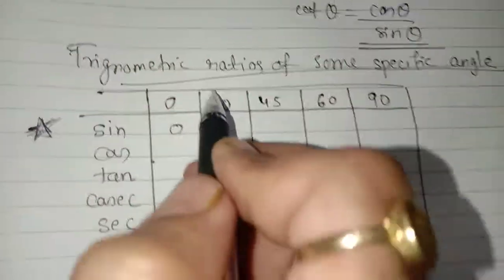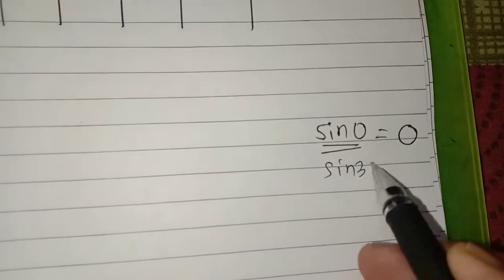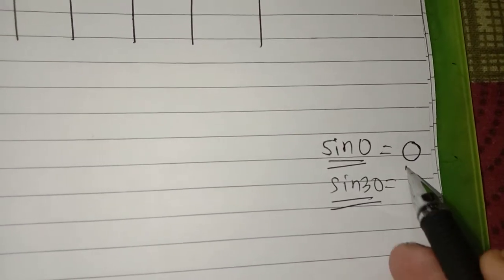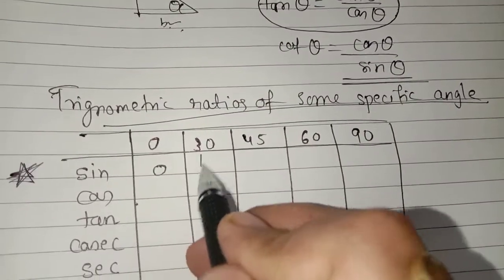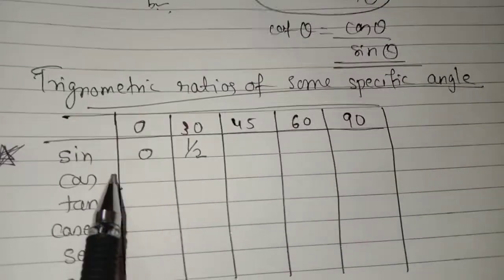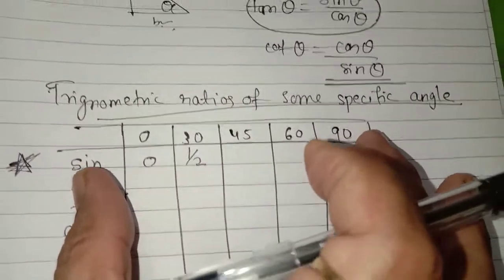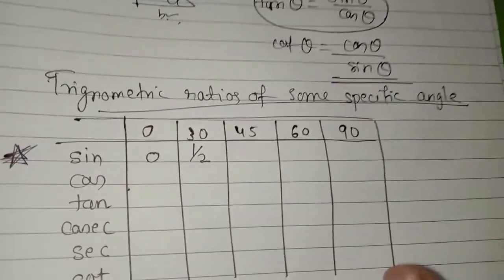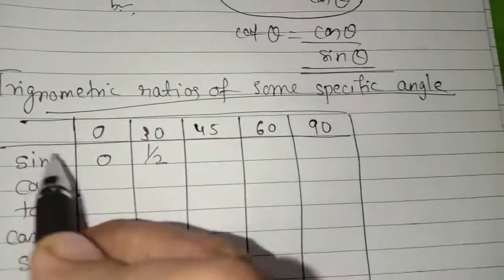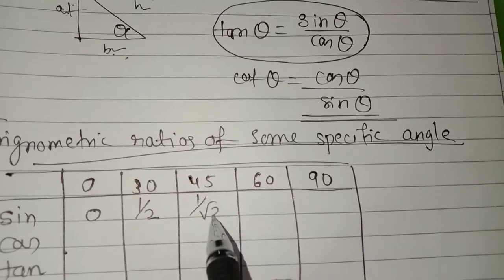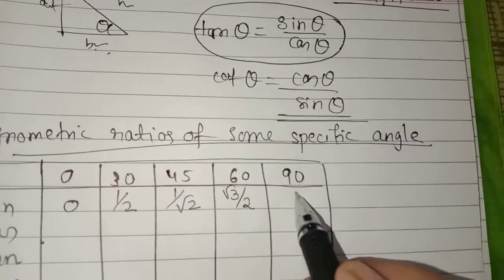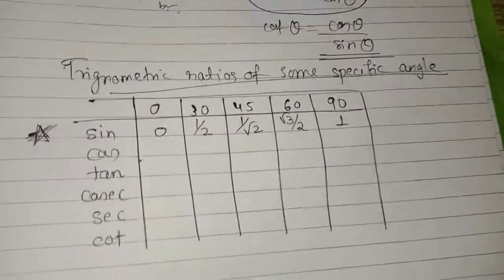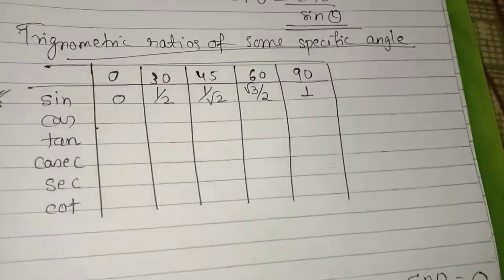Clear? Now sine 30. In case in any question, if you are getting sine 30, how will we replace sine 30? By putting 1 by 2 in the place of sine 30. So it is 1 by 2. Clear? Only way to memorize the value. So please prepare the table as I am instructing you. It will be helpful for you. Then comes sine 45. It is 1 by root 2. Sine 60 is root 3 by 2. And sine 90 is what? 1.